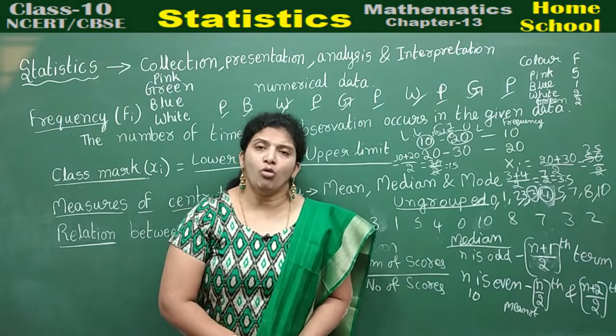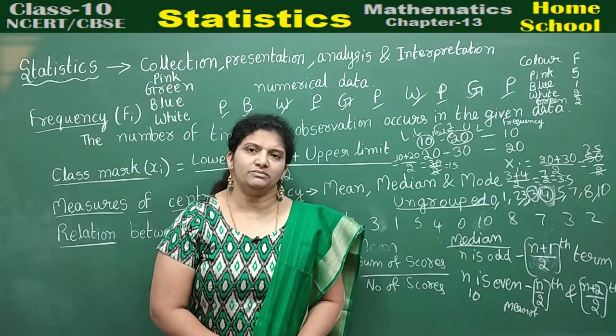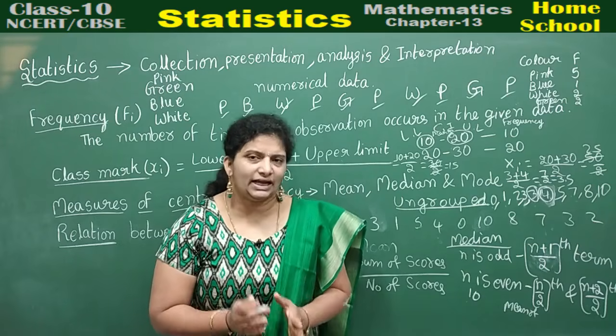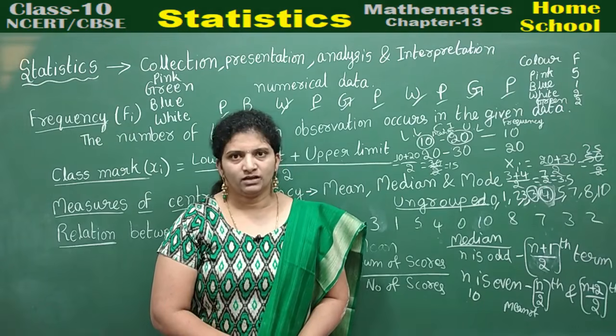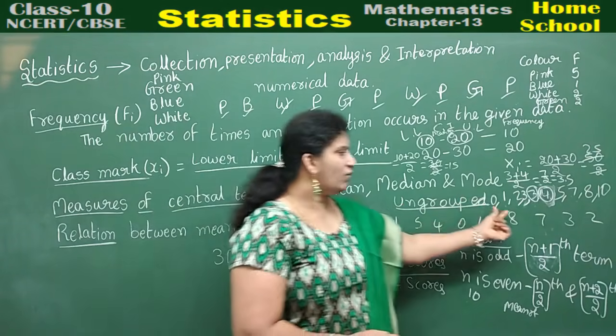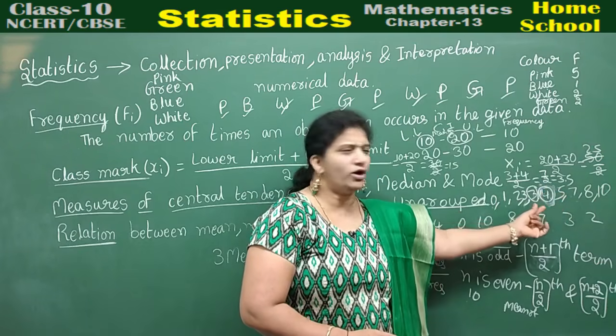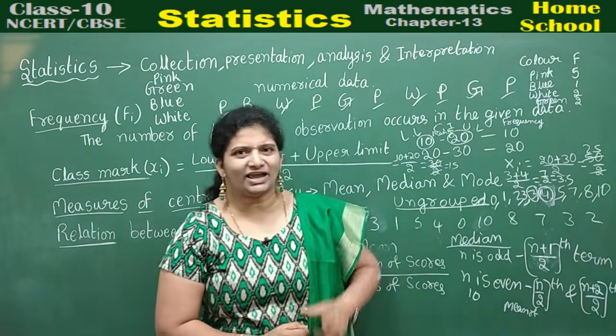Now, coming to mode. What is mode for ungrouped data? The most repeated number in a given data is called the mode. Right? Which is the number repeated many times. In the given 10 scores, what is the mode? 3 is the mode. Why? 3 is repeated 2 times.